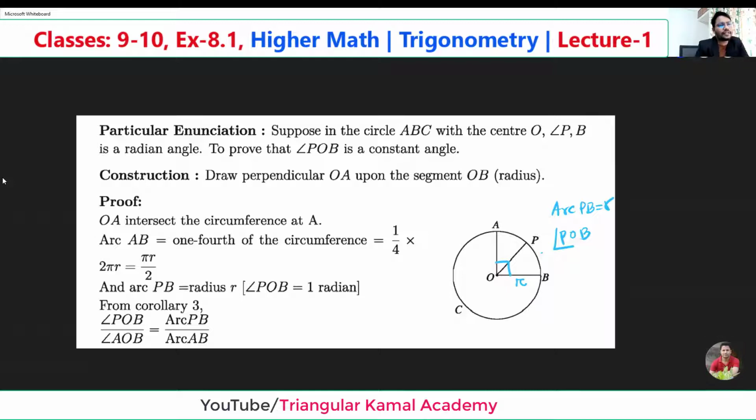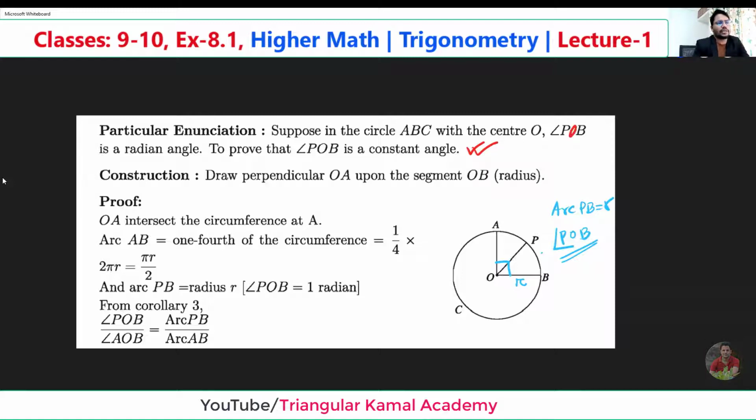Now we will find the value of angle POB. If the value of the angle is constant, then the radian angle will definitely be constant. If it is not constant, we will get different values in different figures. Suppose in the circle ABC, O is the center, and angle POB is a radian angle. We have to prove that angle POB is a constant angle. Step by step, we will prove that this angle is constant.